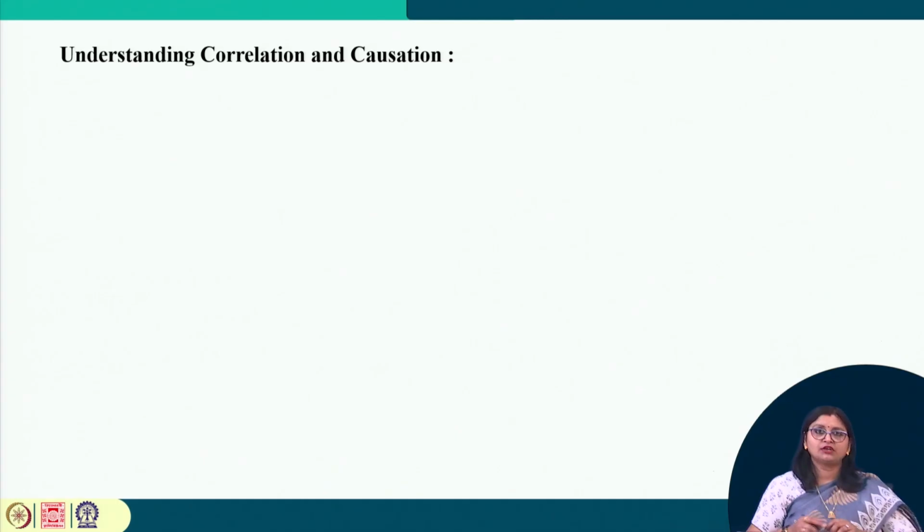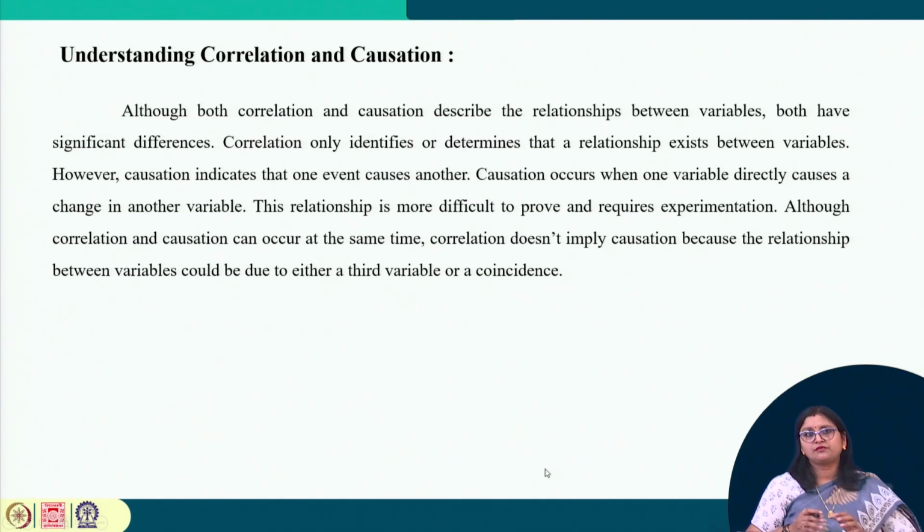So, understanding correlation and causation. If we are interested in understanding these terms, although both correlation and causation describe the relationship between variables, both have significant differences. Correlation only identifies or determines that a relationship exists between the variables. However, causation indicates that one event causes another, because this is causation, cause and effect. Causation occurs when one variable directly causes the change in another one. This relationship is more difficult to prove and requires experimentation.